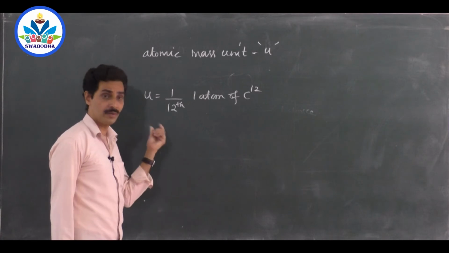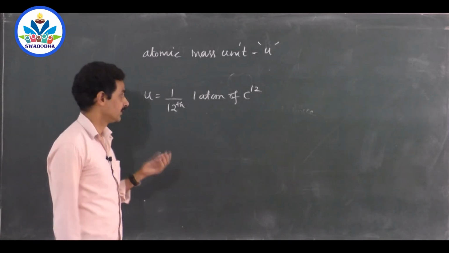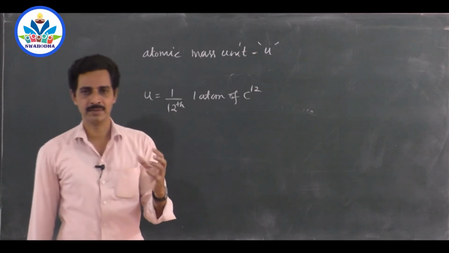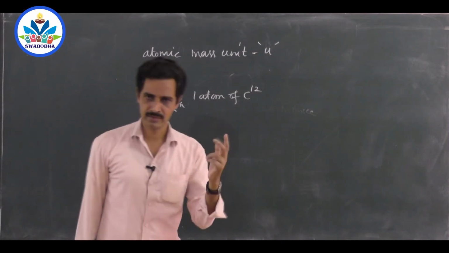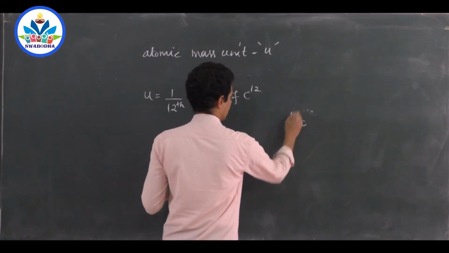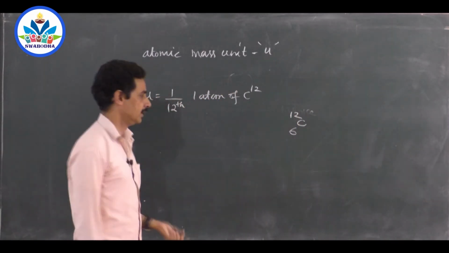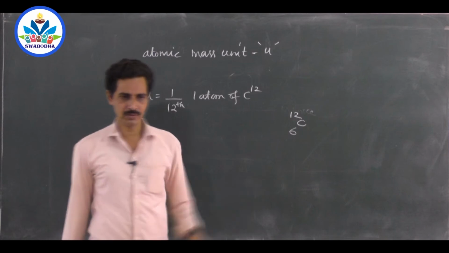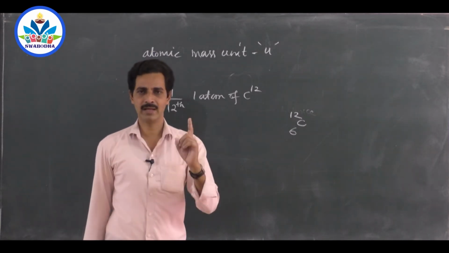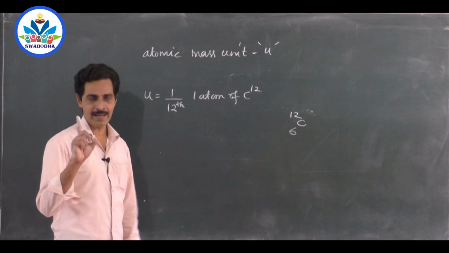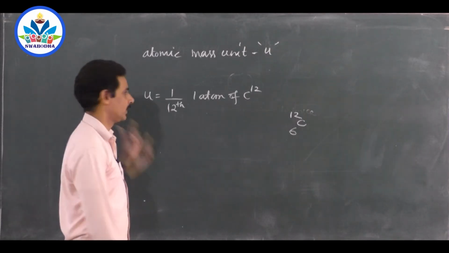Why do you divide it by 12, sir? Simple, there are 12 particles inside the nucleus of carbon: 6 protons and 6 neutrons. You know you write it like this, right? Configuration, 6 carbon 12. 6 protons, 12 minus 6 neutrons. So we distribute the mass to all the nucleons, then it is one atomic mass unit. So 1 by 12th of the mass of one atom of carbon 12, that is called one atomic mass unit.